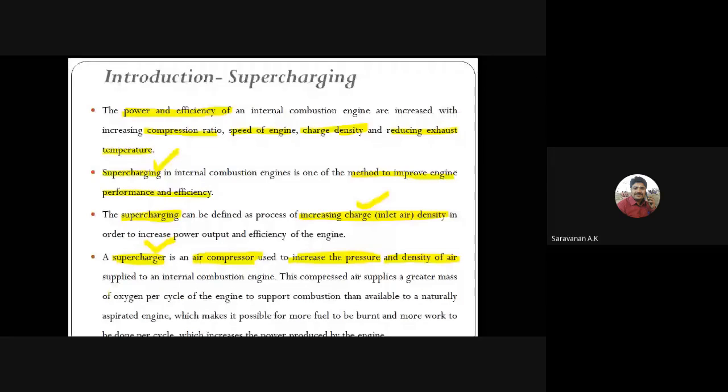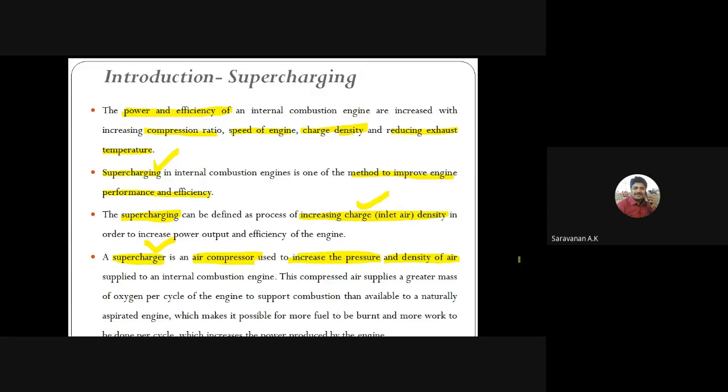The combustion will be somewhat better, so the engine efficiency obviously improves, right? Why? Because we get more air inside the cylinder, inside the combustion chamber. More air means it contains more oxygen, a greater mass of oxygen per cycle.